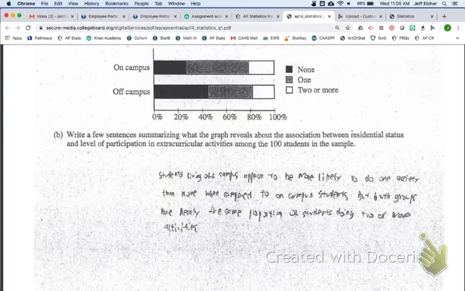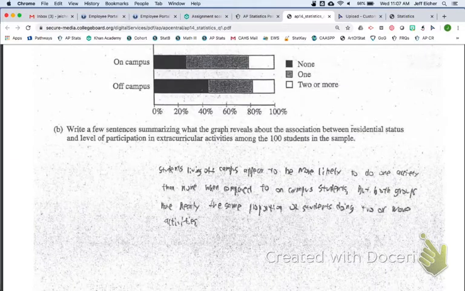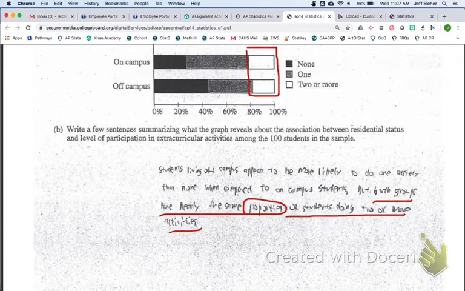On part B, the student says, students living off campus appear to be more likely to do one activity than none when compared to on-campus students. But both groups have nearly the same proportion of students doing 2 or more activities. So let's begin with what this response did well. This latter statement, both groups have nearly the same proportion of students doing 2 or more activities. So they're focusing on this part of the graph, and that is a good statement.